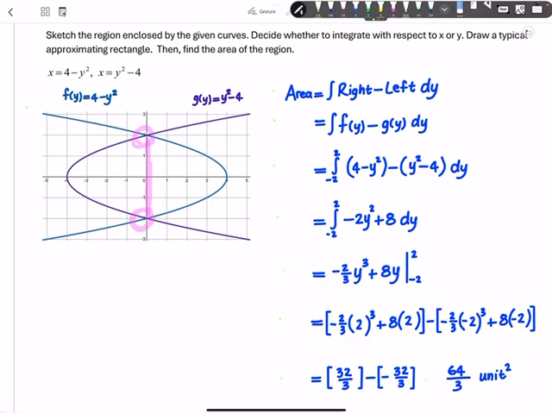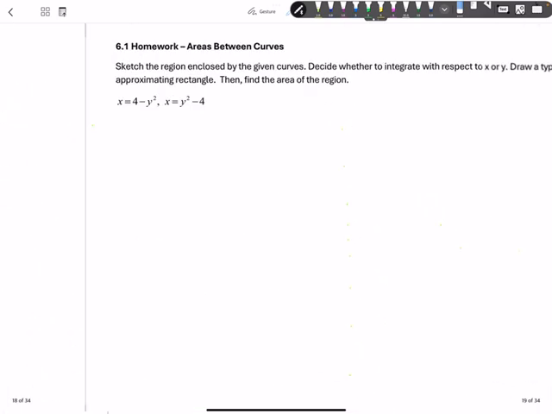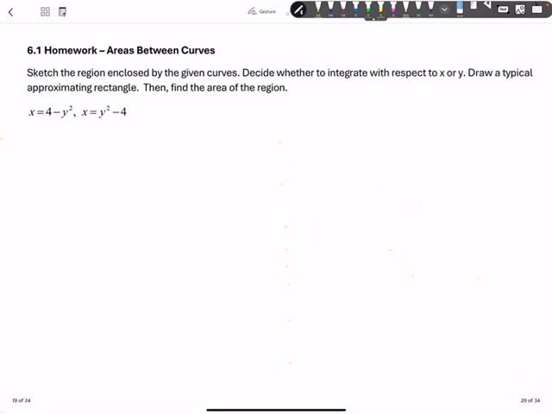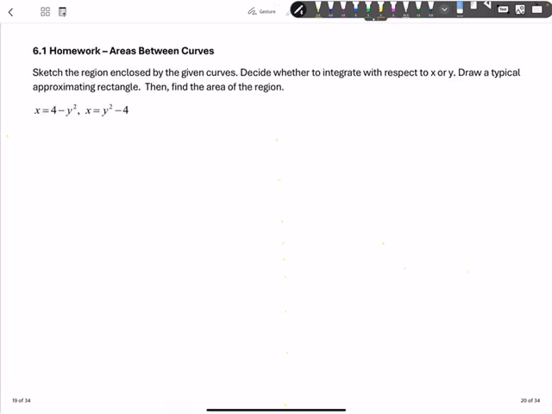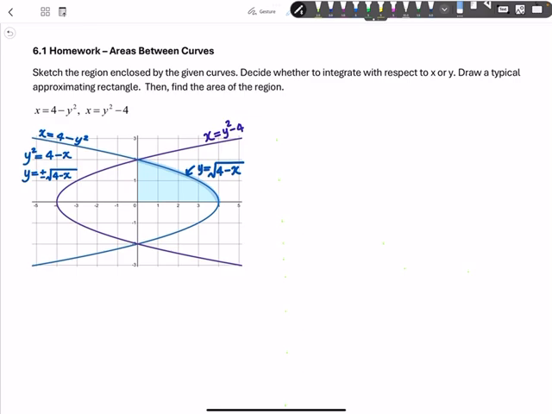For this problem, I did want to really quickly show an alternative way that you could have done this. Again, just because of the symmetry here, if you look at our graph, we have these 4 symmetrical regions, like the region that is shaded right there. If we just look at 1/4 of that region, you see that we can really easily integrate as a right minus left or as a top minus bottom.